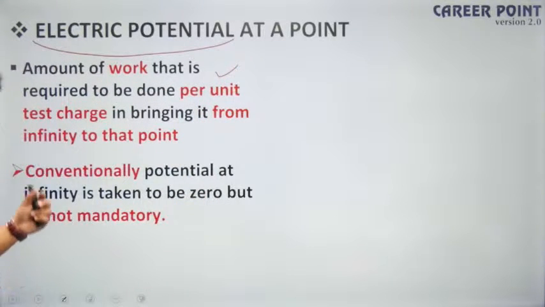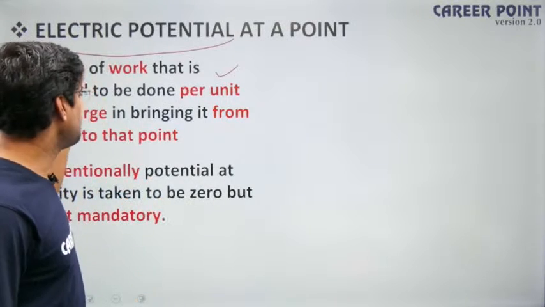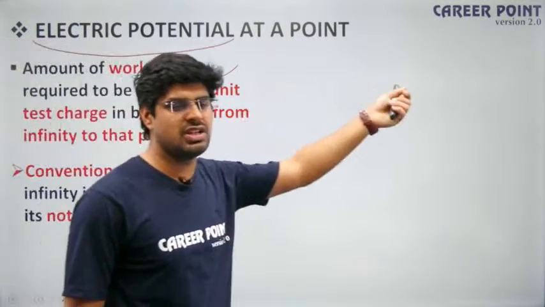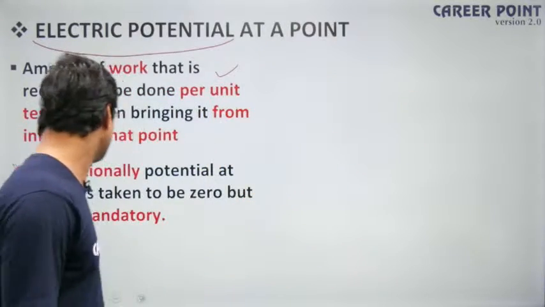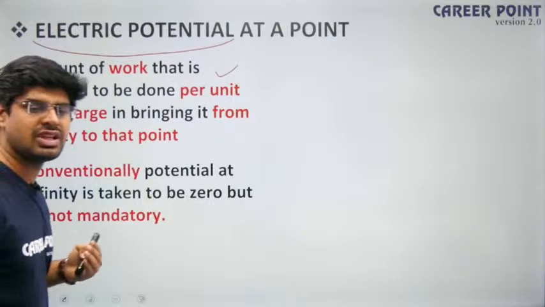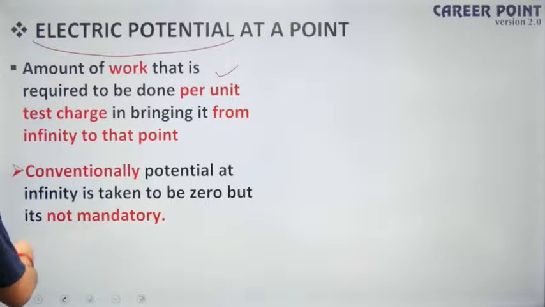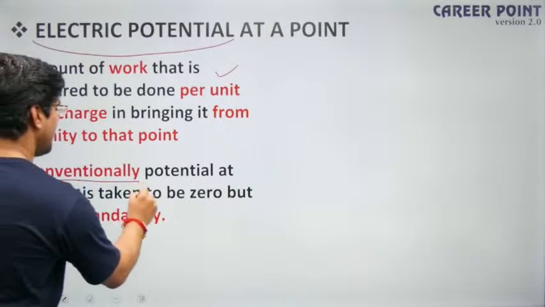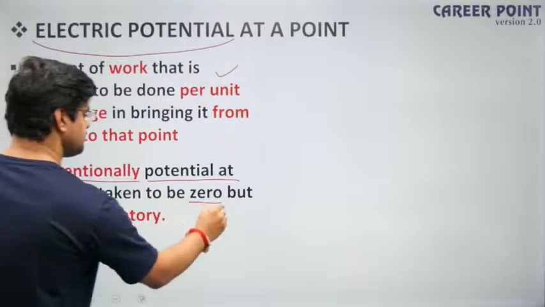What is it? The amount of work per unit test charge. That means for a unit charge, the amount of work done in bringing it from infinity to that point will define the potential at that point. So this is what we have written verbally. We will also see how mathematically we can express that.